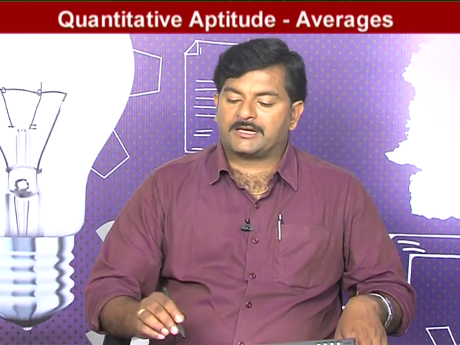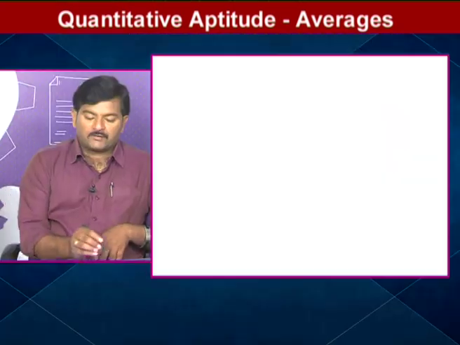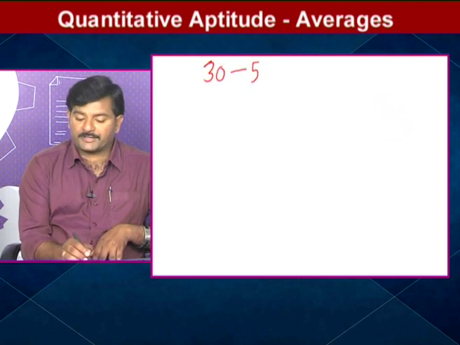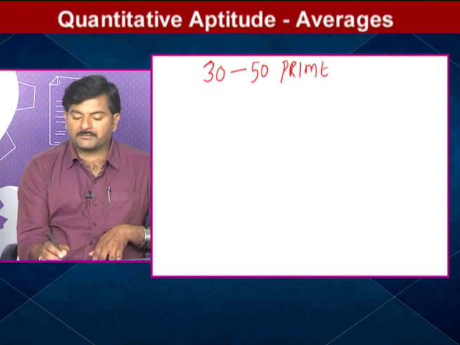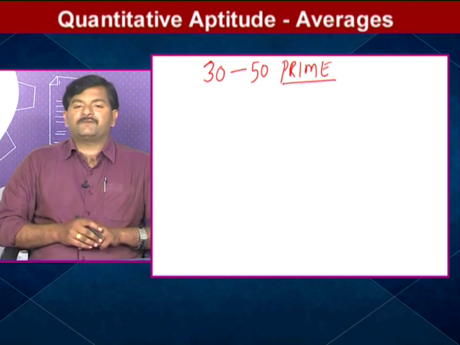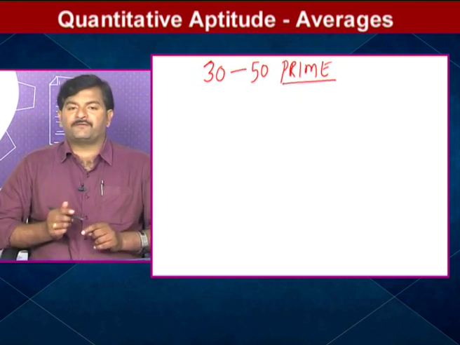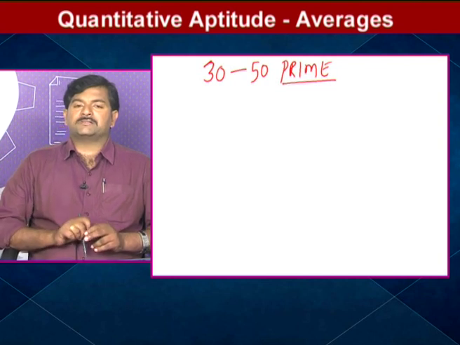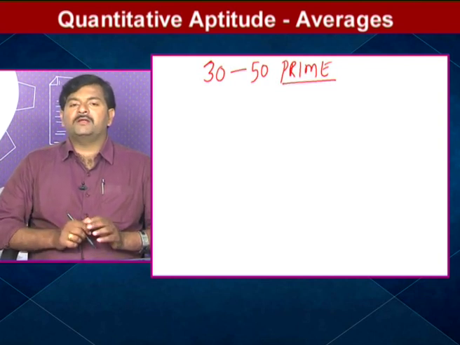Average of all prime numbers between 30 and 50. Now what we have to do is list out all the prime numbers from 30 to 50. We know that from 1 to 50 we have 15 prime numbers. From 50 to 100 we have 10 prime numbers. Hence from 1 to 100 in total we have 25 prime numbers.